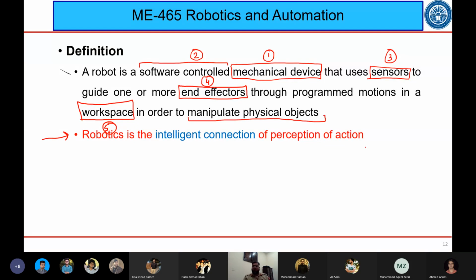So what can be an intelligent connection in this? An intelligent connection in terms of robotics can be that I develop an autonomous car or an autonomous vehicle or some autonomous drone which can fly. The drone can fly from here, go to my home, pick up my lunch and bring it back here. Or maybe I can have a self-driving car which can go and bring my lunch. So this is the intelligent connection about the perception of action.